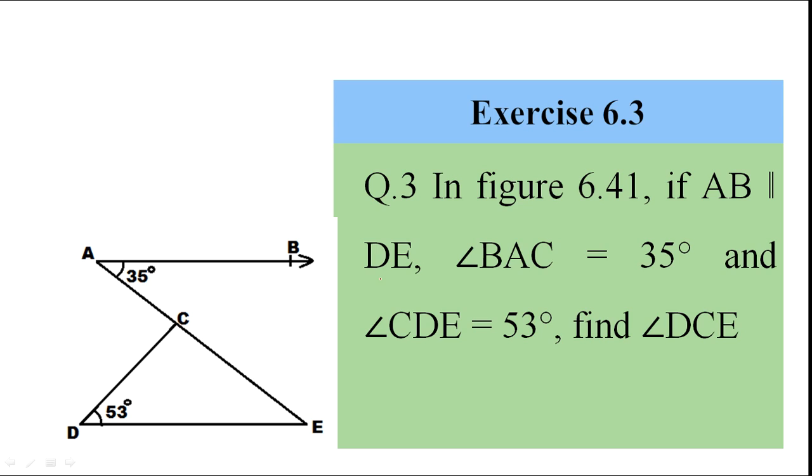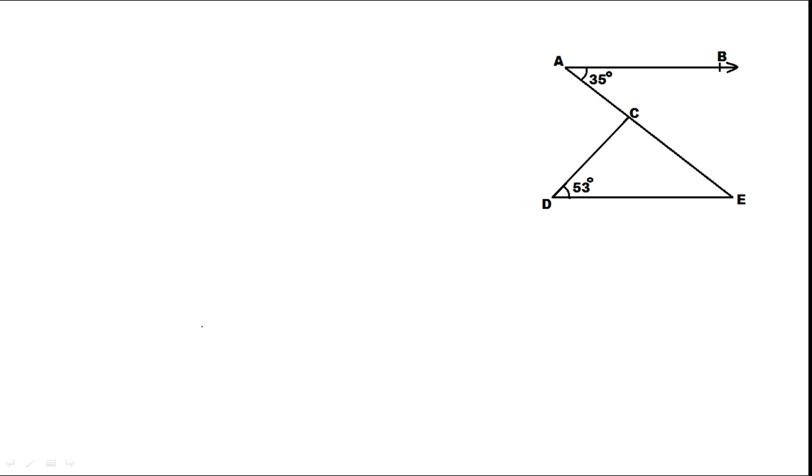In figure 6.41, AB is parallel to DE, you can see the diagram, and BAC is 35 degrees, clearly seen in the diagram. CD is 53 degrees. Find DCE. This angle is to be calculated. Let me mark it. This angle. Let me say this is X and this is Y.